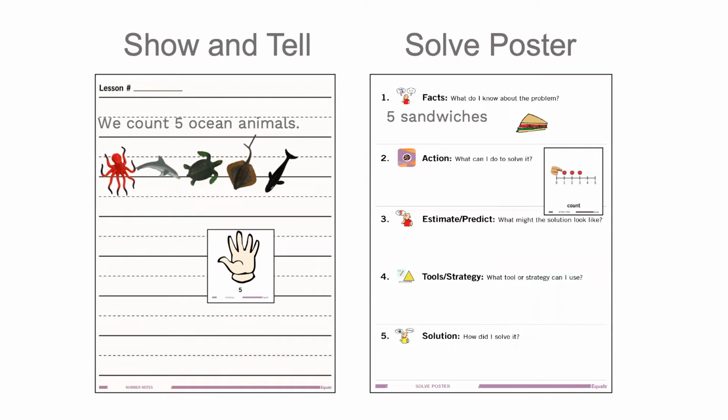However, you may want to copy more if you have multiple groups and laminate them to extend their wear. Wait on copying and laminating for now until you know how many groups you will have. An option as well is to use a whiteboard that you might have in your classroom in place of the number notes poster and even possibly the solve poster.